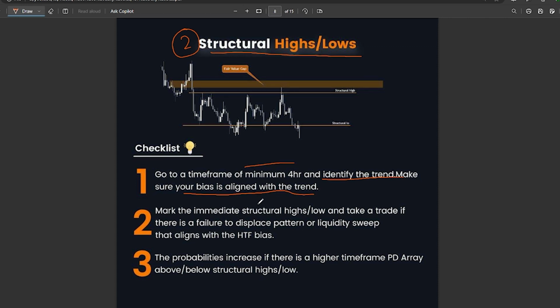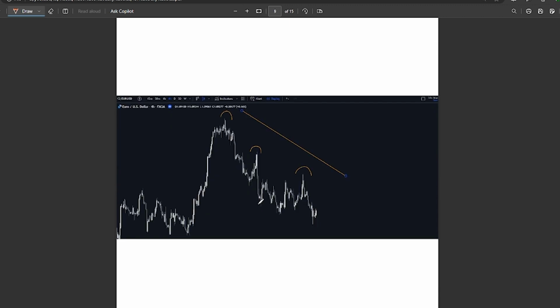So let's see on the chart what we mean by that. So here we have a bearish trend in the market. So our trades and our bias should be bearish and we should be looking for shorts on a sweep of these highs or on a sweep of these highs. We should be looking for shorts, not for longs.